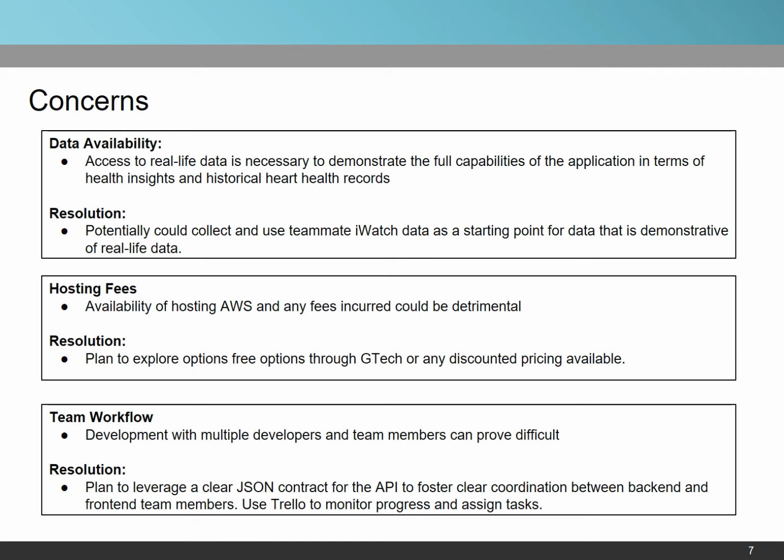Team productivity can be a concern with multiple developers working on the same features. So we plan to leverage a clear JSON contract between the backend and front end. And we will also use a Trello board to keep track of the team and make sure our tasks are on track. And now Zach will discuss the mockups for Vital Signs.